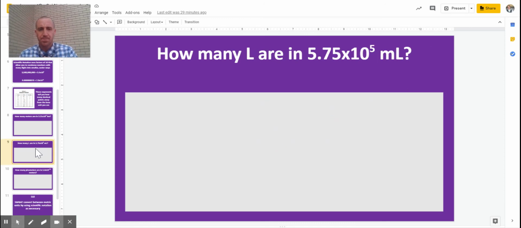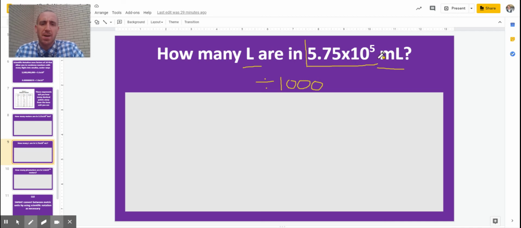Let's try 2 more. How many liters are there in 5.75 times 10 to the fifth milliliters? All right, so I'm going to go from milliliters to liters. In this case, I'm going from a smaller unit like milliliters to liters. So I will be dividing. It's a dividing question. And the conversion factor between milliliters and liters is 1,000. So you have to divide by 1,000. So what happens when you take this number and you divide it by 1 times 10 to the third?